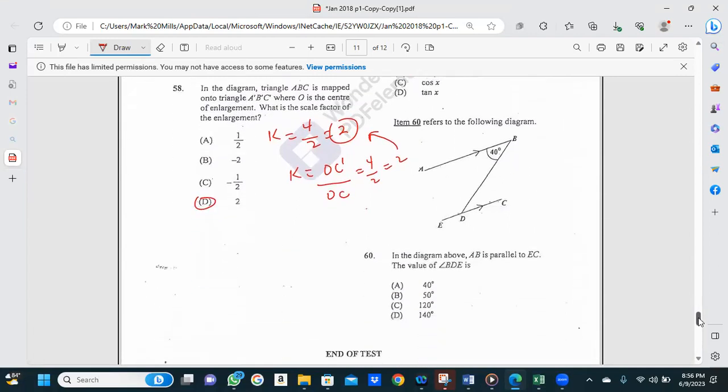And the last item. This angle is 40. That means this angle is going to be 40. They ask you to find angle BDE. They want to find this angle. Who can tell me what would be the answer? So would you do 180 minus 40? Right. So that'd be 180 minus 40, which is 140. D. 140 degrees.